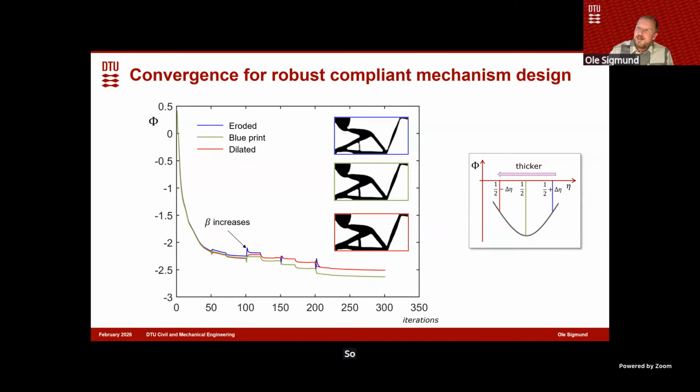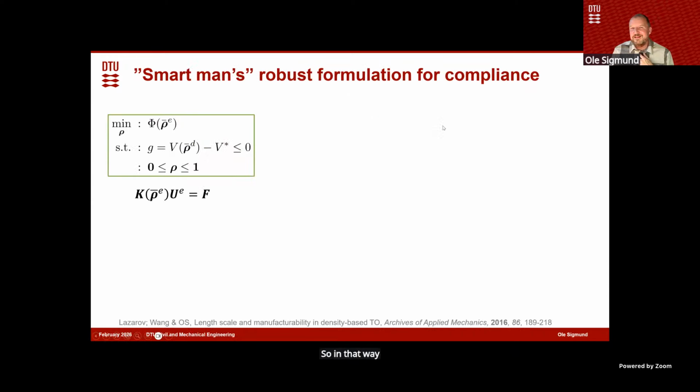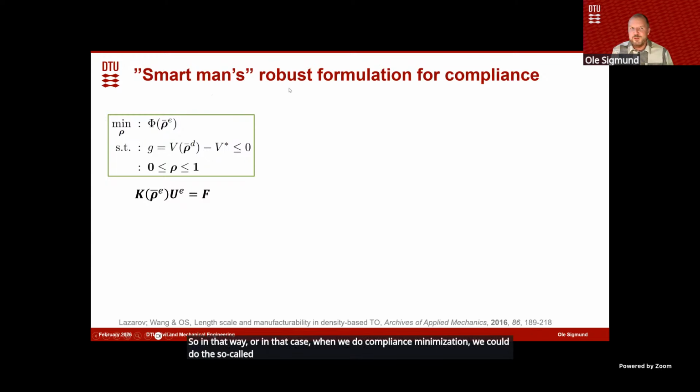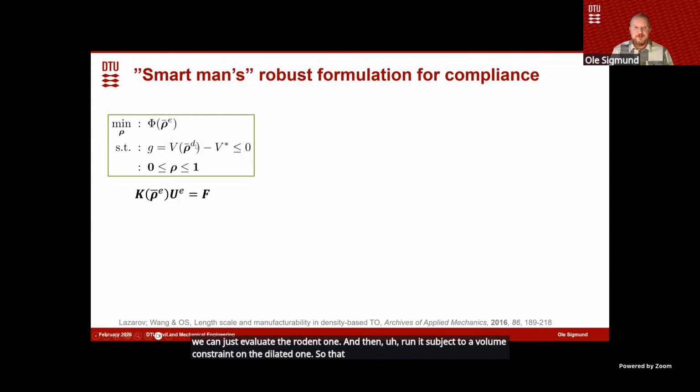And so with that insight, we can also use that for other cases. If we do compliance minimization, so if we go back to standard stiffness optimization, then we would know that the eroded structure is always the worst case, right? The thinnest structure has the largest compliance. So in that case, when we do compliance minimization, we could do the so-called smart man's robust formulation, meaning that we don't need to actually evaluate the intermediate and dilated structures. We can just evaluate the eroded one and then run it subject to a volume constraint on the dilated one. So that gives us a very efficient procedure.